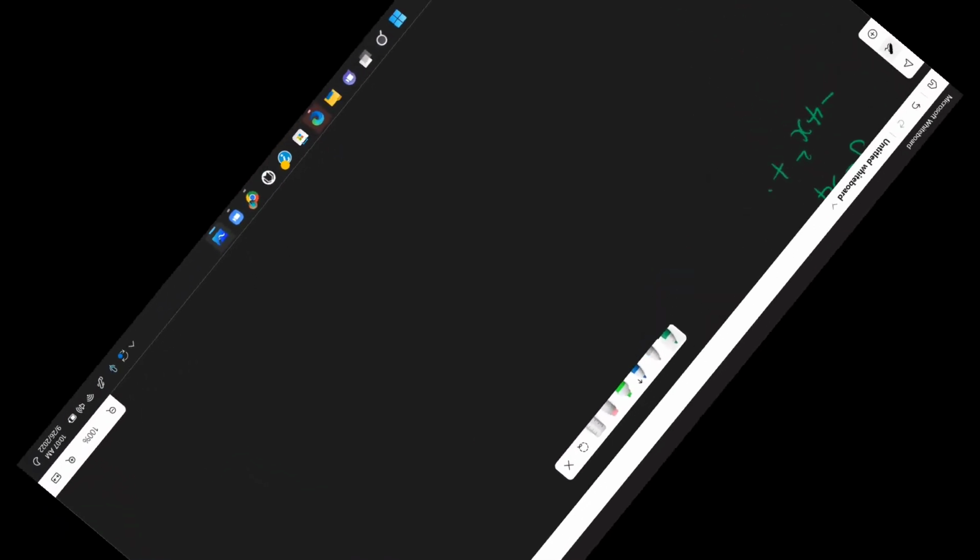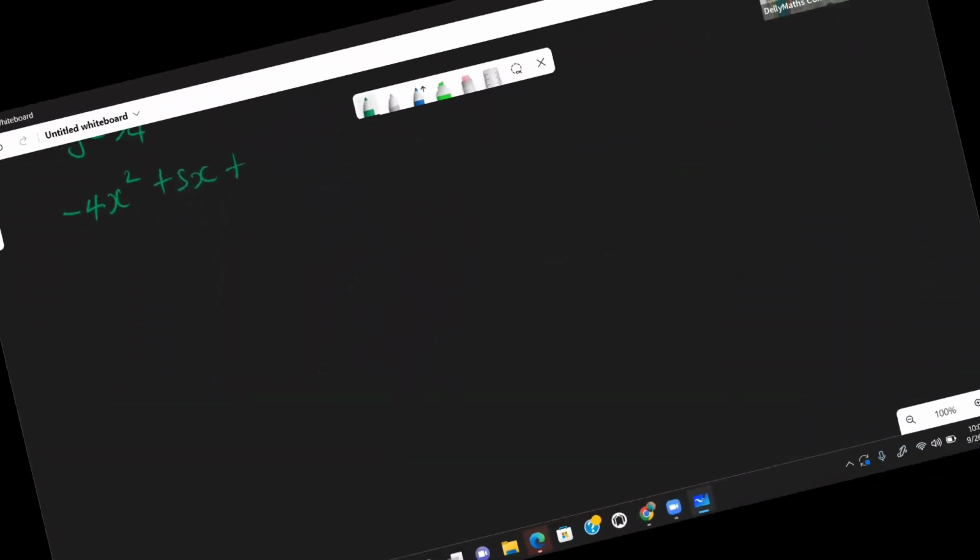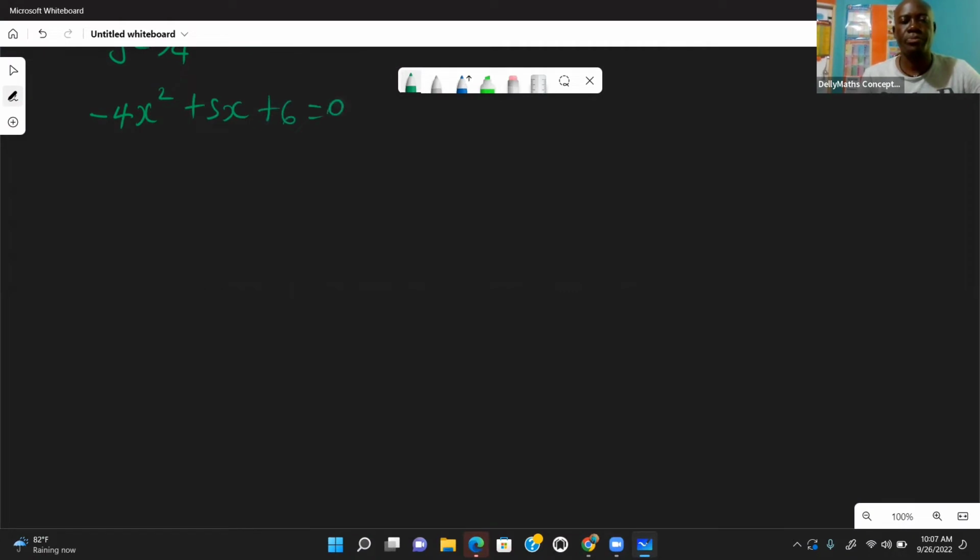All right, let's look at what if we have -4x squared plus 5x plus 6, and this is equal to 0. Since it is equal to 0, let's write down our A, which is negative 4, B, which is 5, and C, which is 6. AC is negative 4 times 6, which is negative 24. We need two numbers that could go into 24 or negative 24, and when you add them, you will get a 5.